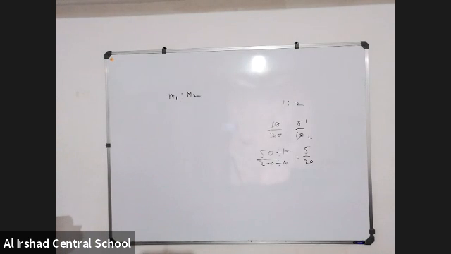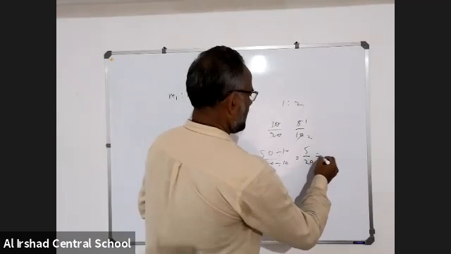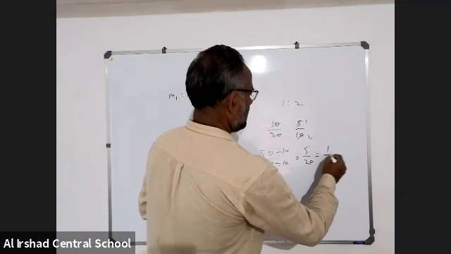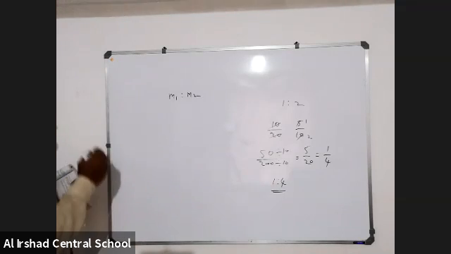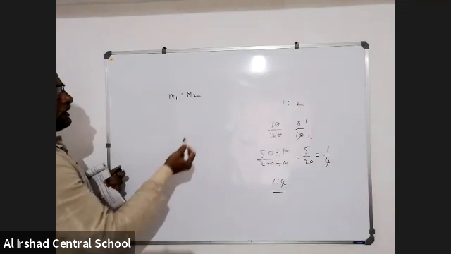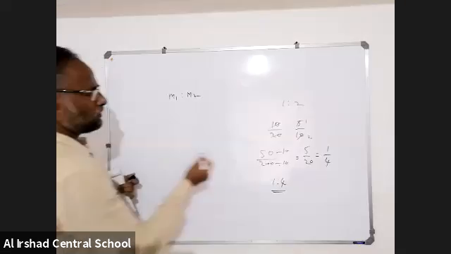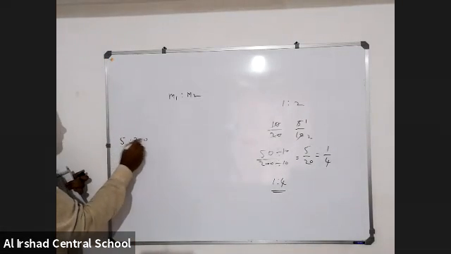I can divide by the same number. You can multiply also, and you can divide also. Divide by 10, divide by 10. Again divide by 5, divide by 5. Can I say 1 by 4? Yes. That means 1 is to 4. That is why I am doing ratio. It was before that 5 is to 20.